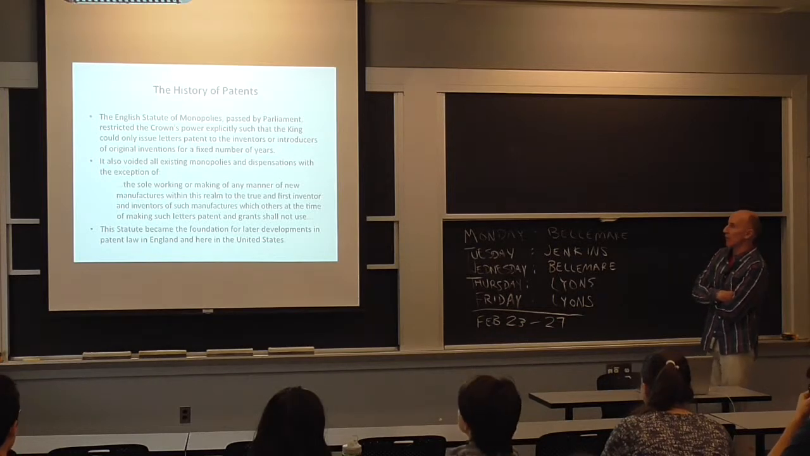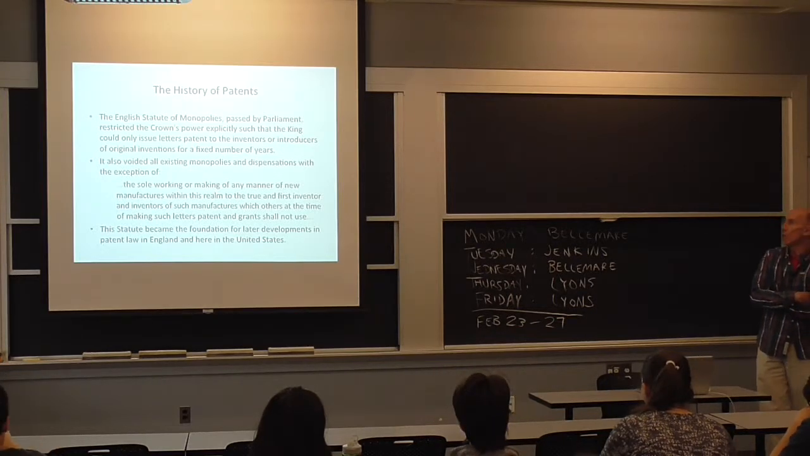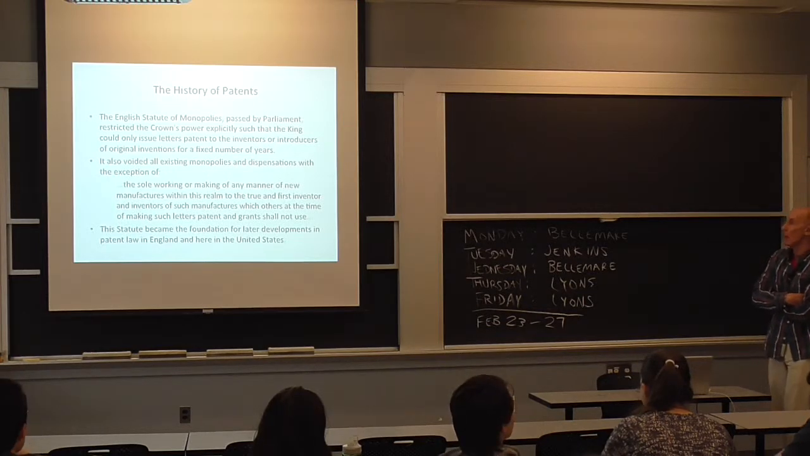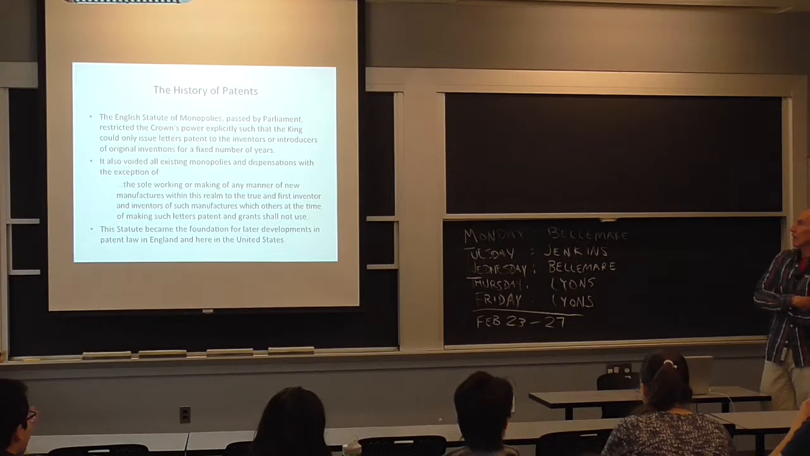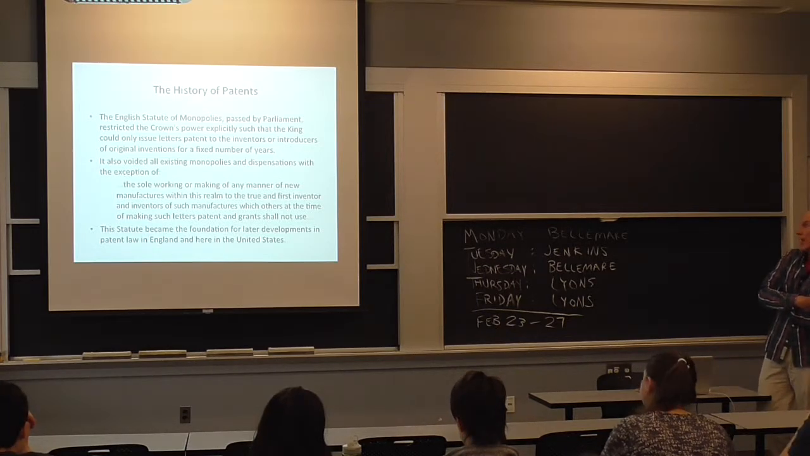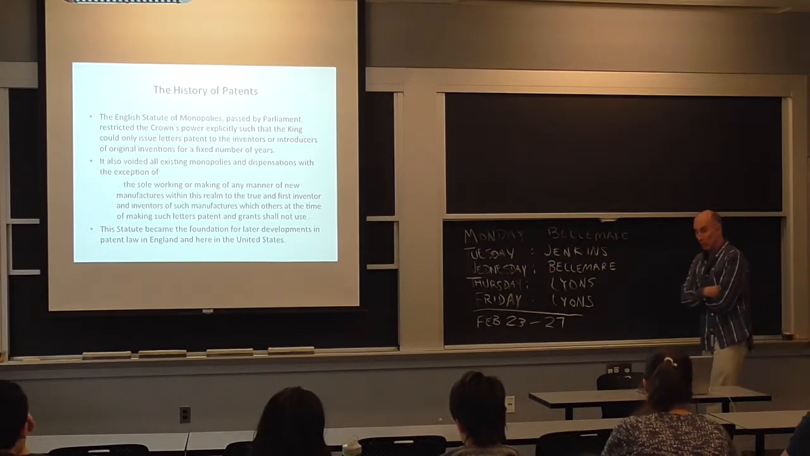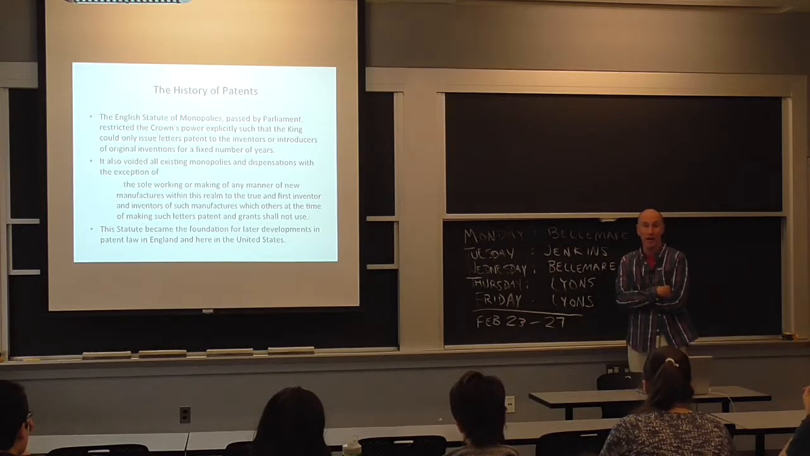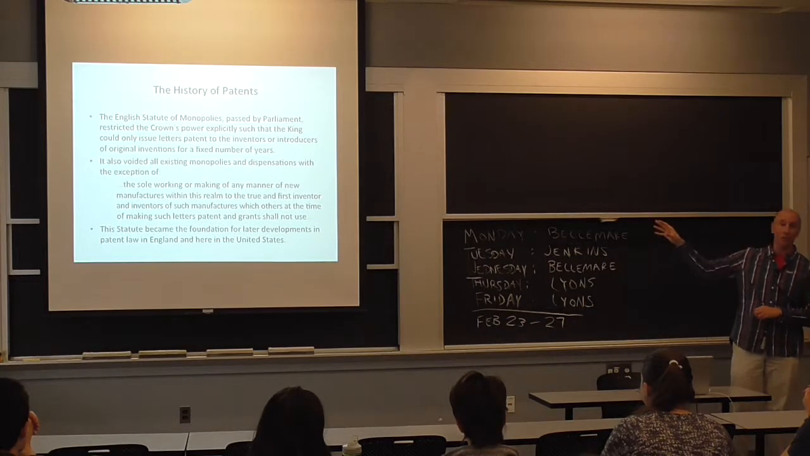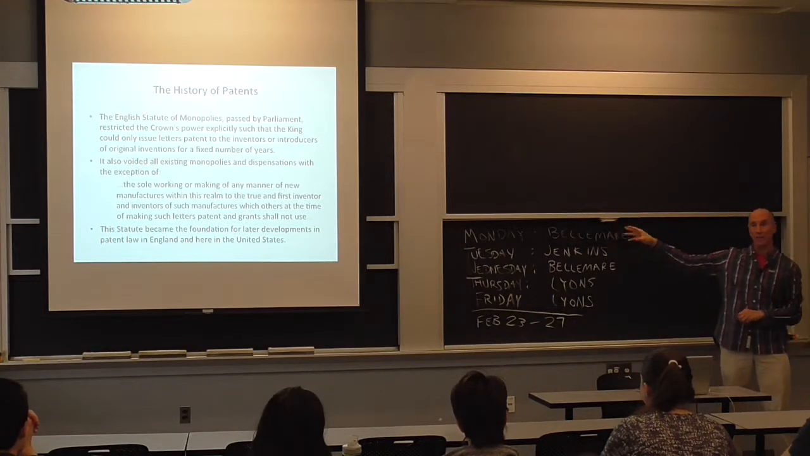inventions and intellectual property. So it voided all existing monopolies and dispensations granted by the king, with the exception of the sole working or making of any manner of new manufactures within this realm to the true and first inventor and inventors of such manufactures, which others at the time of making such letters patent and grants shall not use. So by this, what they were really doing is trying to put the system that had got out of hand back on the tracks. And you can see echoes of modern patent law in this very phrase.